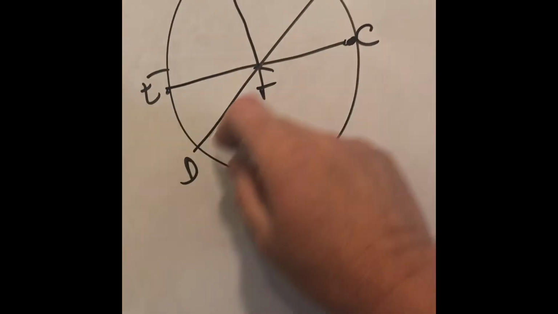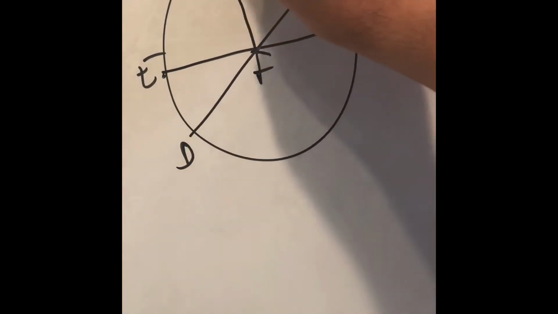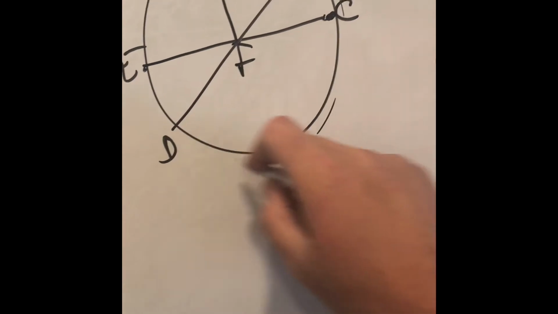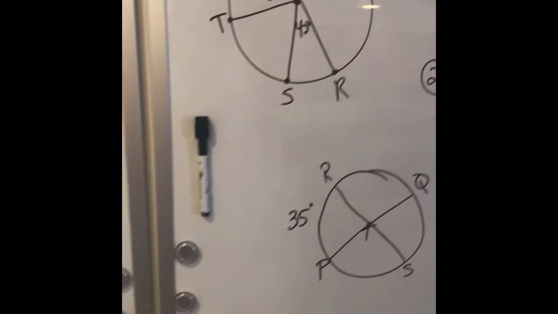Now notice how it goes past. Notice how BD here, right? BD is a diameter. So that's a semicircle. Arc ACD goes past there, okay? So then arc ACD, that's going to be a major arc. You guys can do the rest of those, all right?